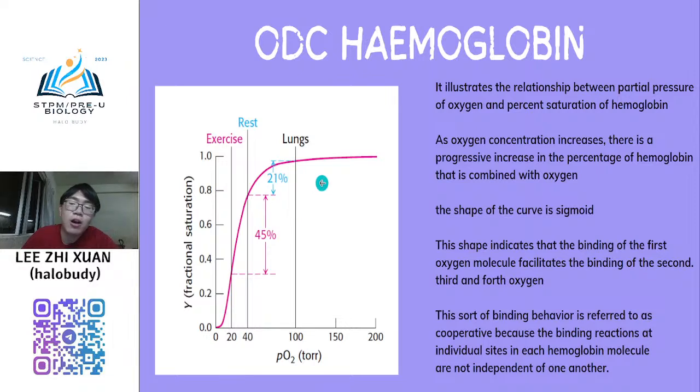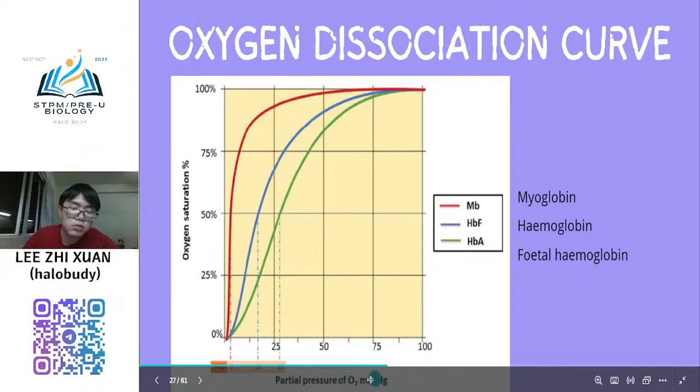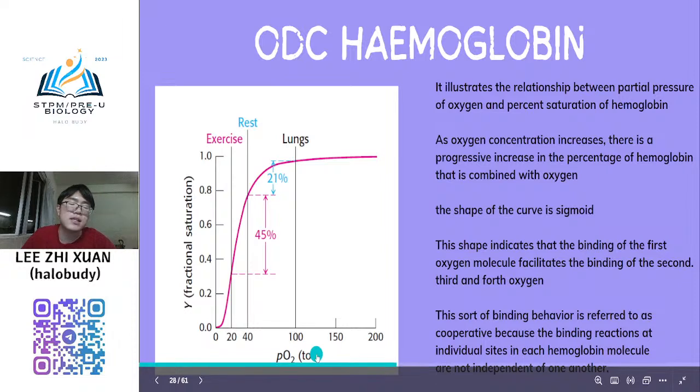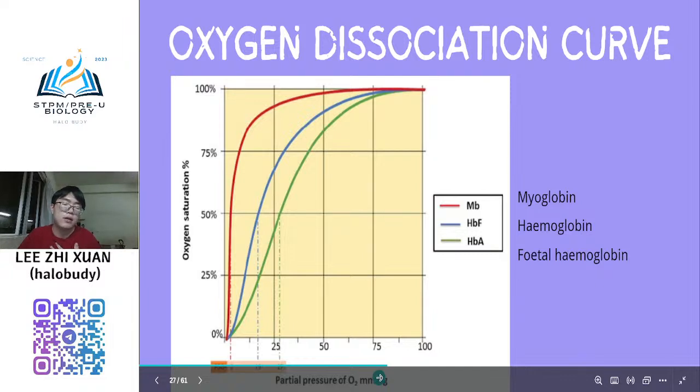So what does it tell me? Normally it's the relationship between the partial pressure of oxygen and the percent saturation of hemoglobin. The x-axis is about the partial pressure of oxygen. So the unit we are using is mmHg. Torr is the American unit. In Britain, like us, we are using mmHg.